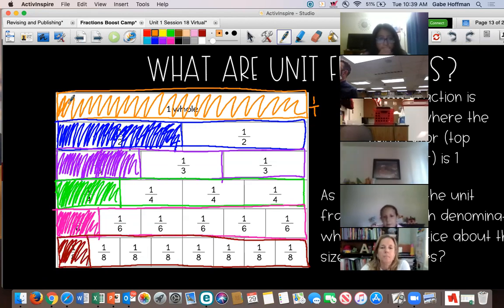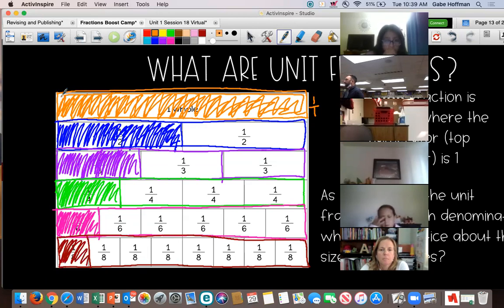If I eat the whole candy bar by myself, I get this whole orange part, right? Because I'm not splitting it with anybody. It's just 1 piece. If I was sharing it with Miss Weibel and we cut it in half, we each get 1 out of the 2 pieces.